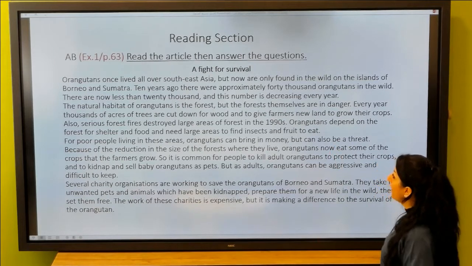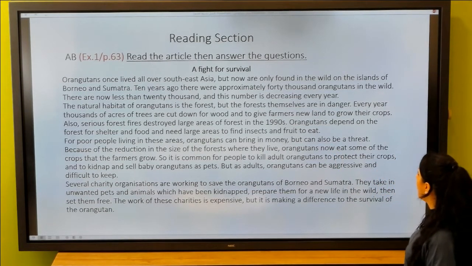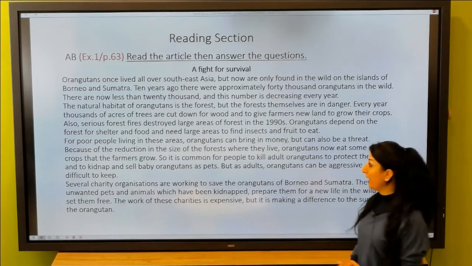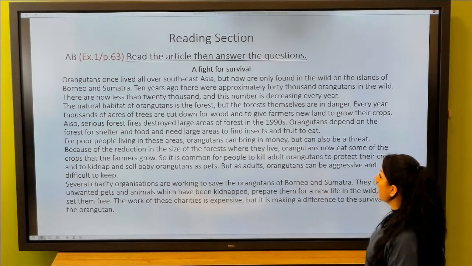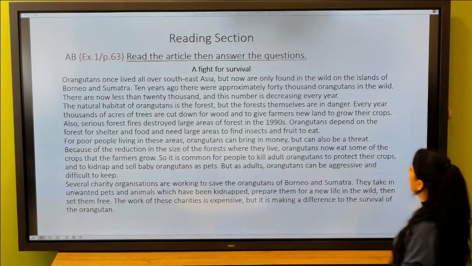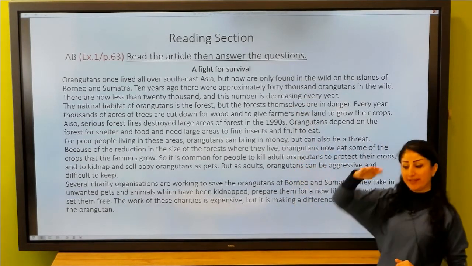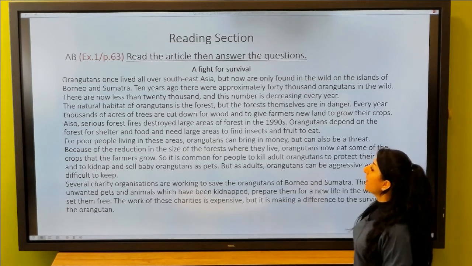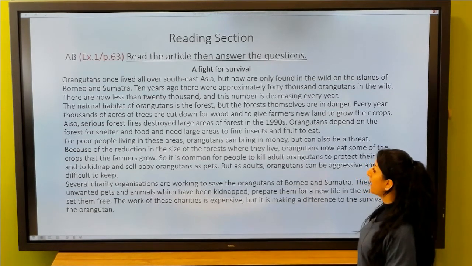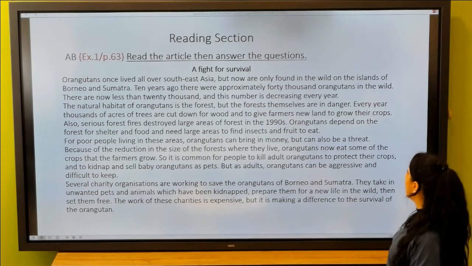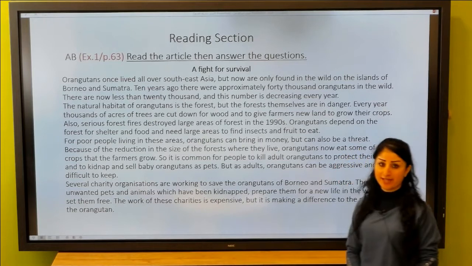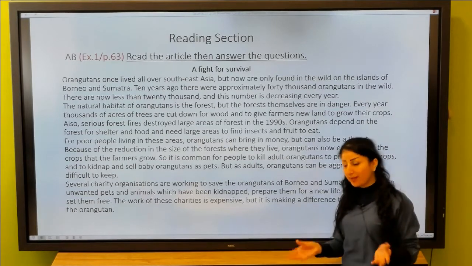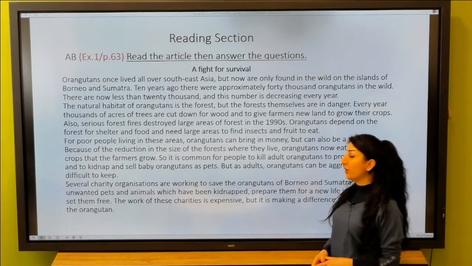10 years ago, there were approximately 40,000 orangutans in the wild. What's the meaning of approximately? It's around or almost, okay? There are now less than 20,000, and this number is decreasing every year. What's the meaning of decreasing? It's the opposite of increasing. Decreasing, decrease, and increase. Make less or shorten, okay? The natural habitat of orangutans is the forest, but the forests themselves are in danger. The natural habitat. What's the meaning of habitat? It's a special environment or special place that many animals or plants live in or grow in.